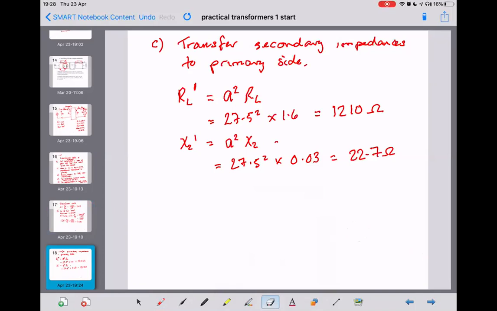And then lastly, R2 dash is equal to A squared, sorry, times R2, 27.5 squared times 0.008 equals 6.05 ohms.